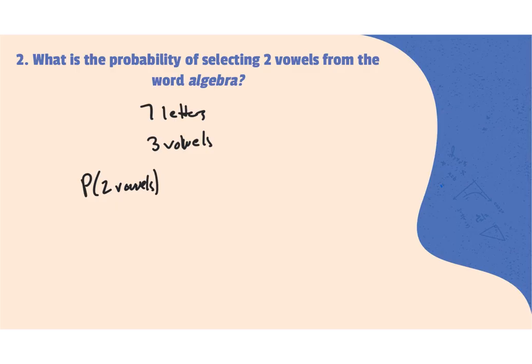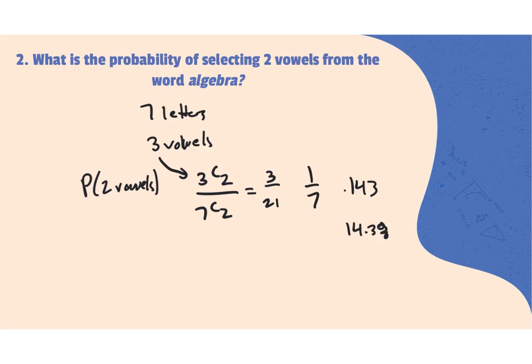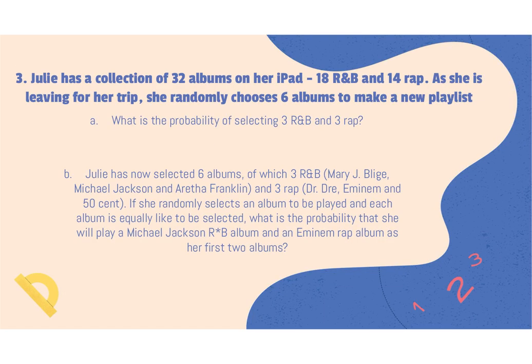So this is going to be basically 3 choose 2 out of 7 choose 2. Where did I get those? The 3 choose 2 represents the vowels, and the 7 choose 2 represents the total. Out of 7 letters, choose 2. There's 21 different ways I can do that if it doesn't matter which is which. So that simplifies to 1 over 7, or 0.143. So about 14.3% of the time you can expect to get 2 vowels.